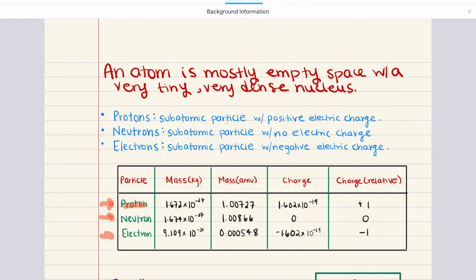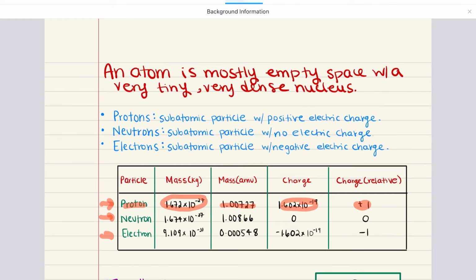Each proton has an amount of charge equal to the fundamental unit of charge, which is, by the way, 1.6 times 10 to the minus 19 coulombs. And we denote this as a positive +1 charge that's associated with protons. Protons have a mass of approximately 1 atomic mass unit. In kilograms, that is written right here, 1.672 times 10 to the minus 27 kilograms.